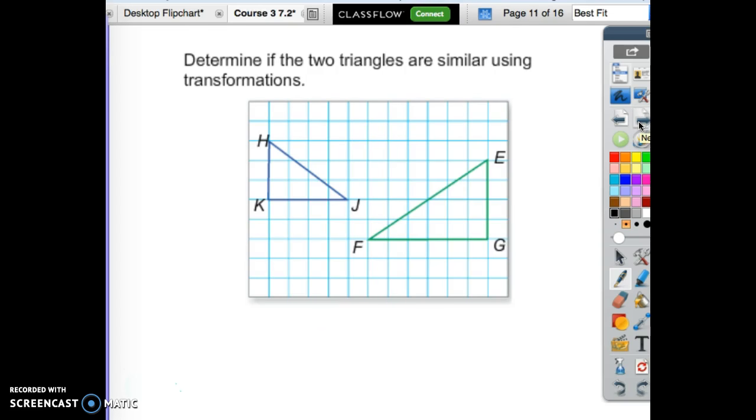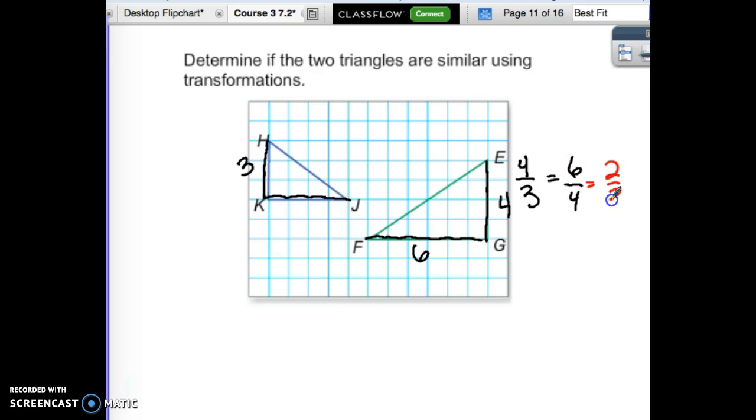Looking at another example, same thing, we have two triangles. Let's just start with the big one this time, doesn't matter. 1, 2, 3, 4 over 1, 2, 3. And notice I'm going with corresponding sides. I'm taking the heights. So 4/3. Now I'll do the bases, 1, 2, 3, 4, 5, 6, and 1, 2, 3, 4. So 6/4. Well, 6/4 reduces to 3/2.